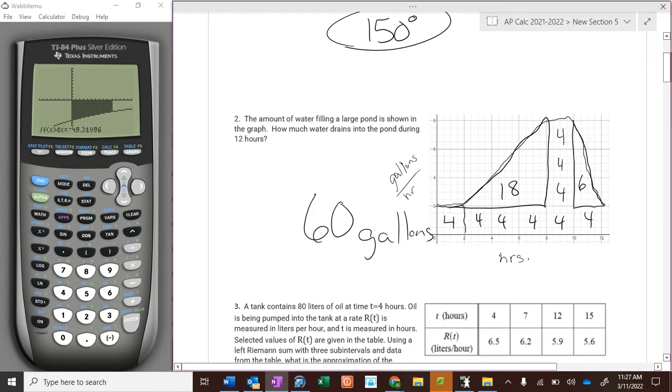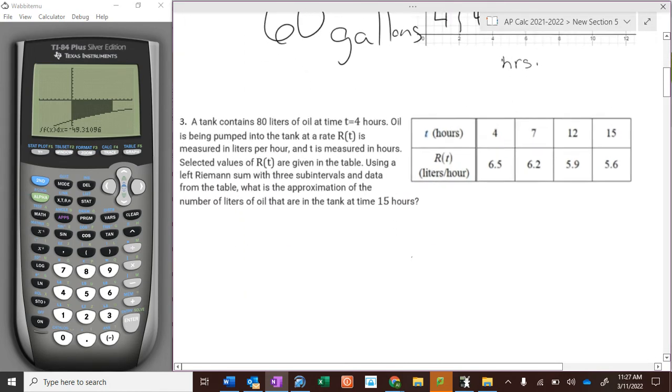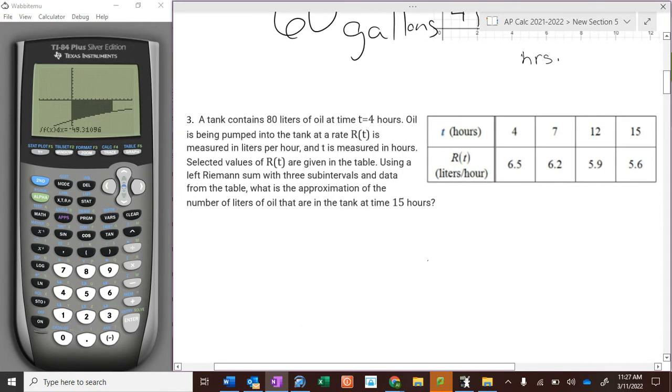So the first two problems were area under the curve. Next one, yep, all multiple choice. Next one is a Riemann sum. We're doing a left Riemann sum. Okay? Tank contains 80 liters of water at time equals 4 hours. Oil is being pumped into the tank at a rate of R sub T liters per hour. All right, use a left Riemann sum. What's our first one going to be? 7 minus 4. 3 times 7 minus 4. Yep, 3 times 6.5. 6.5 plus 3 times 6.2 plus 3 times 5.9. Somebody calculate that out.